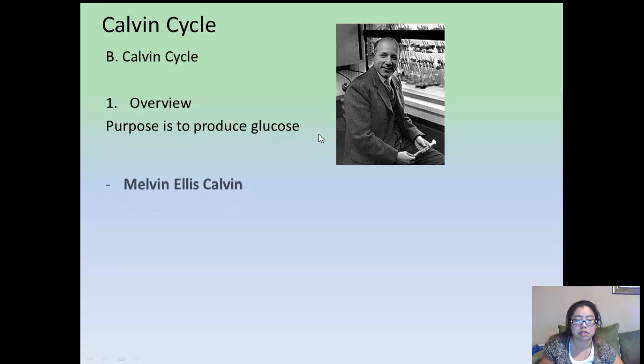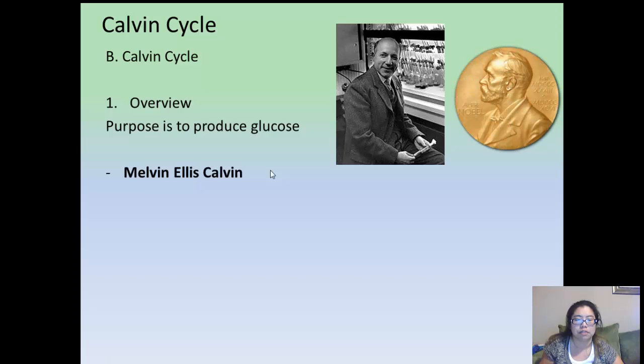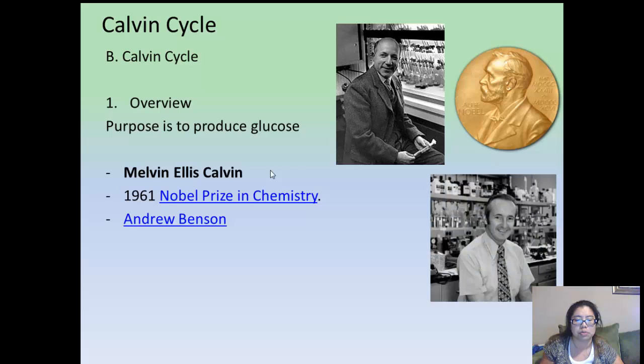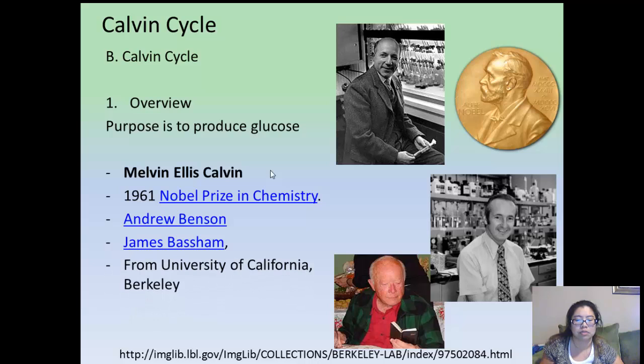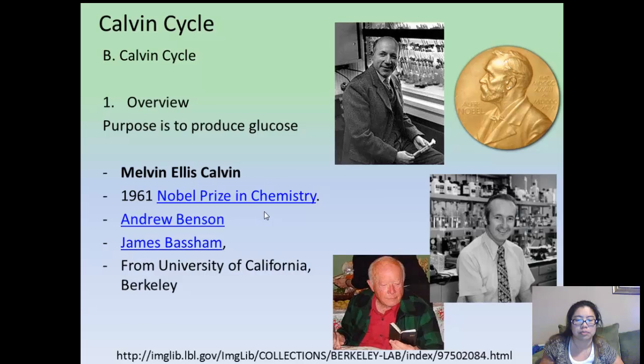It is because of this gentleman here, Mr. Melvin Ellis Calvin. He is a chemist at the University of Berkeley, California. For his work in discovering the Calvin cycle, he was awarded the Nobel Prize, a very prestigious prize, in 1961. He did not work alone. He had help, in which he worked with Mr. Andrew Benson and also Mr. James Bassham. All three of them worked at the University of California, Berkeley.